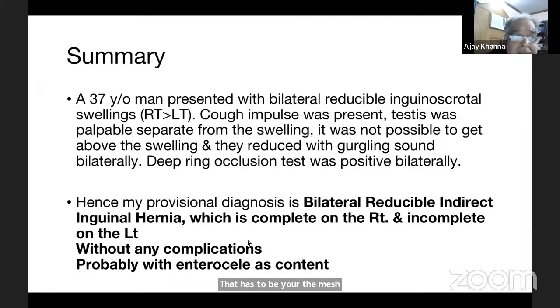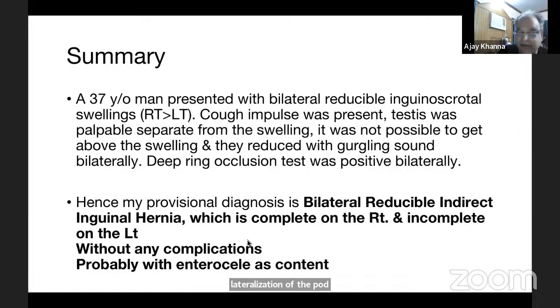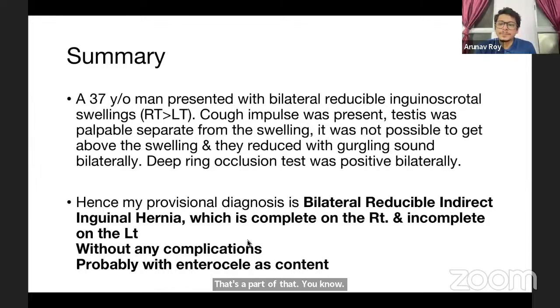Okay. What do you do to the deep ring? So if the deep ring is dilated, sir, we can do a repair to tighten the deep ring, and we can do lateralization of the cord, sir. Do you make an artificial deep ring or not? Yes, sir. We do make an artificial deep ring, sir. That's a part of it, you know? Yes, sir. You have to make an artificial deep ring with the mesh, sir. Okay.